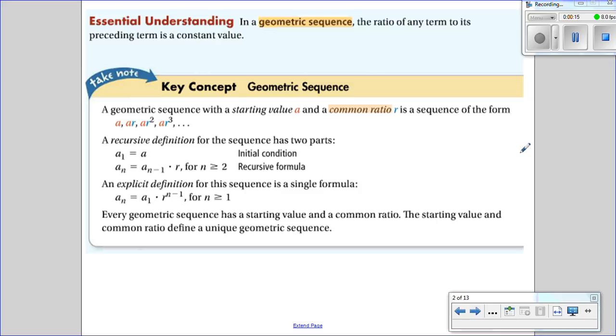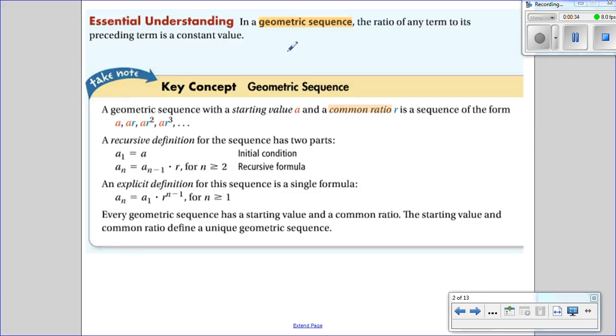It is where the ratio of any term to its preceding term is a constant value. So what we're talking about is comparing any term to the term that comes before it in some kind of a sequence, and where the ratio from one to another stays the same.